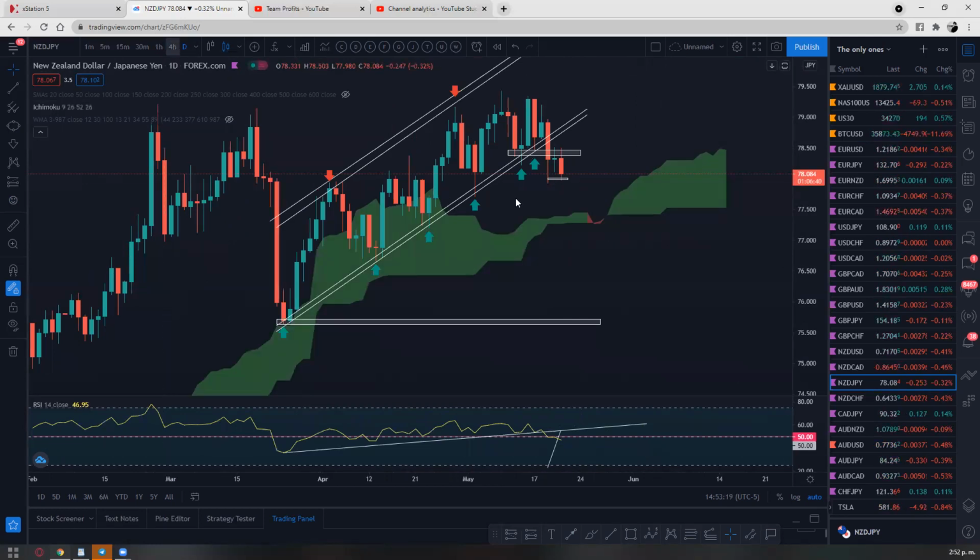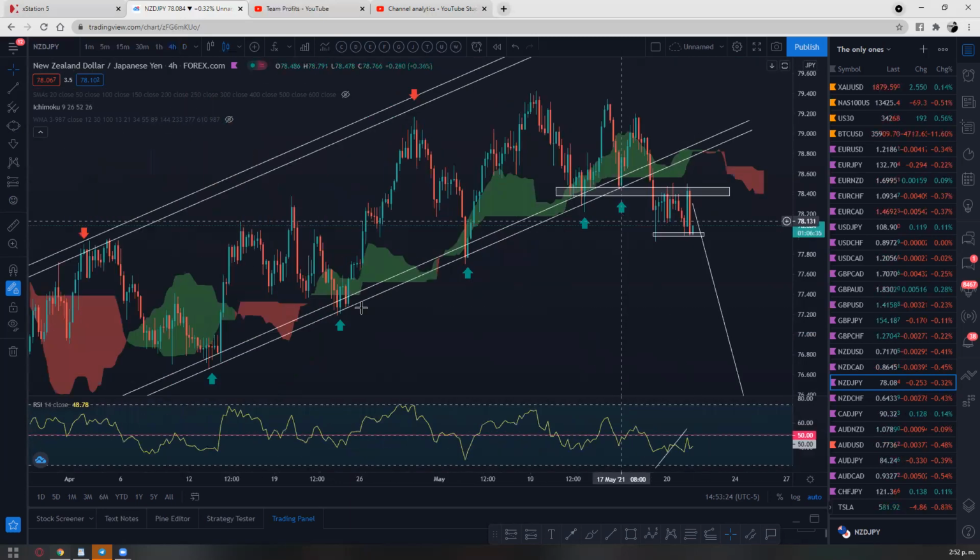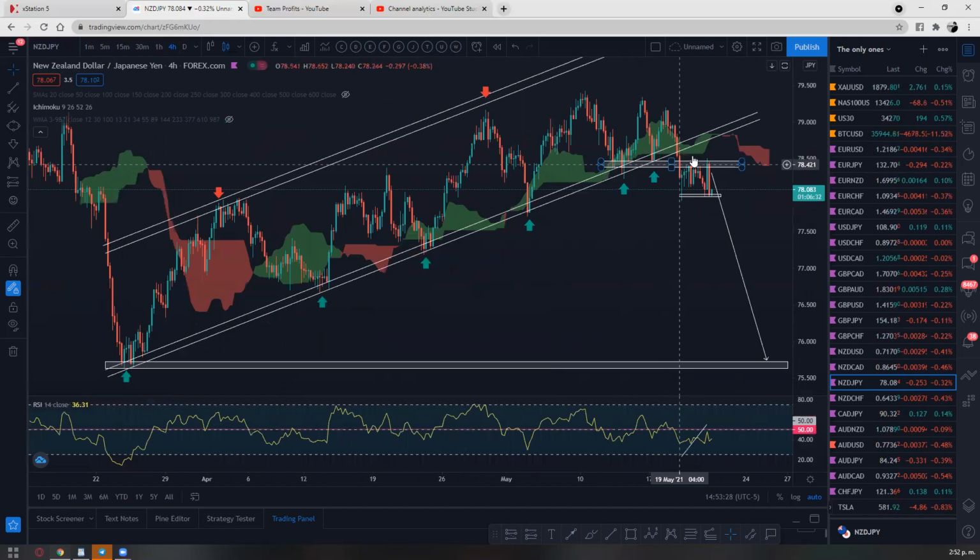No, on a daily it doesn't work. Let me go to the 4 hour. There you go. On the 4 hour is the perfect entry. Now we are below the actual cloud. So this is the third confirmation, and now the fourth confirmation.